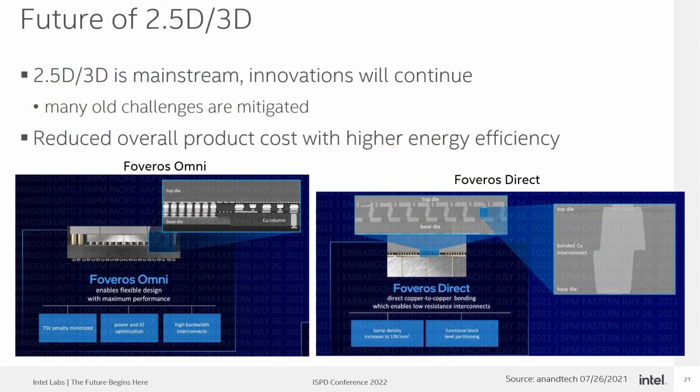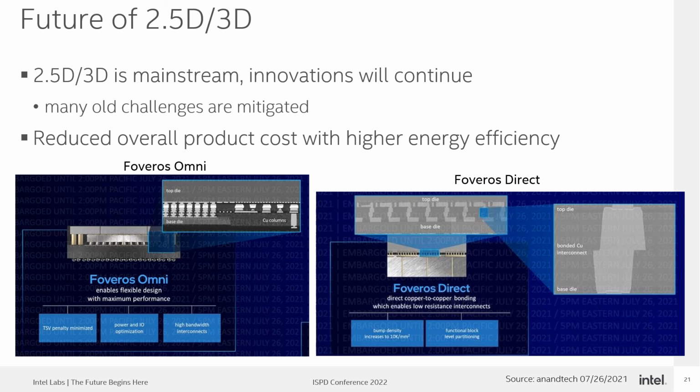Final slide. So where are we going now? That was heterogeneous integration. Where are we going with 2.5D and 3D? 2.5D and 3D attachment is mainstream. Innovations are continuing, with a lot of innovations happening in various domains. Many old challenges are mitigated, and hence we can offer many products that are energy efficient as well as cost efficient. It is reducing overall product cost with higher energy efficiency, as also seen by some of our competitors and industry partners, that smaller dies are yielding better. So you can have larger solutions of smaller dies instead of big dies coming together in a package.